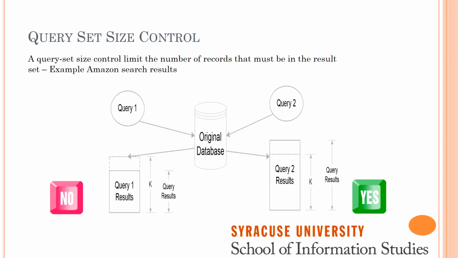An example of query restriction or query set control is where a query set size control limits the number of records that must be in the result set. This feature is used by Amazon Search while searching for products. Amazon has restricted its output search limit to 20,000 even when there are millions of products available online. As you can see, K is the size restriction. Only on the left hand side you can see that query 1 results are less than the restricted size, hence the data is available, whereas in the other case, results exceed the size limit and hence the data is not visible.